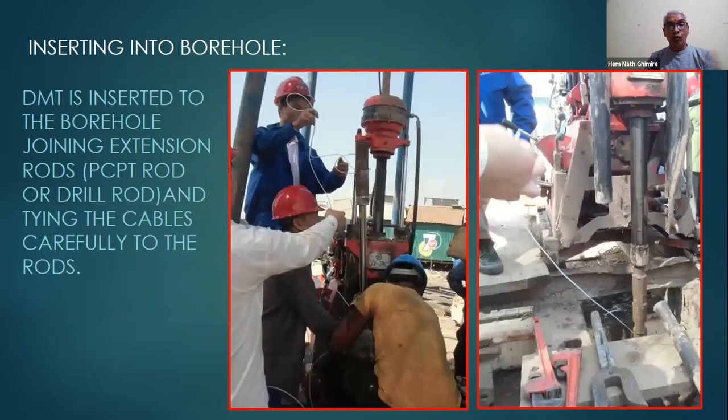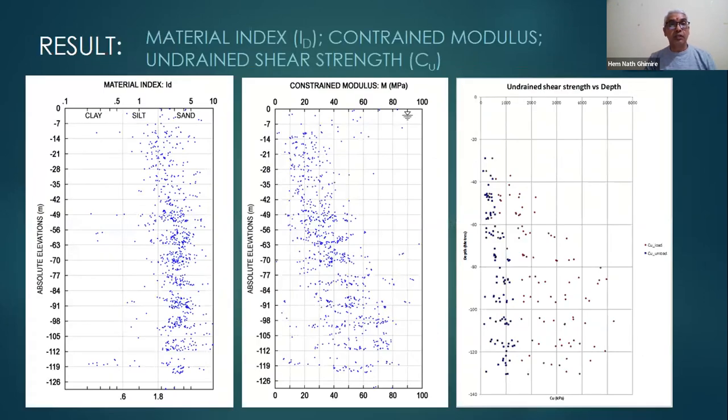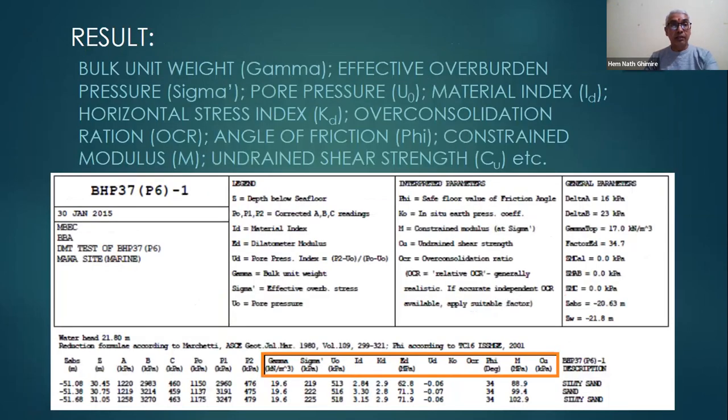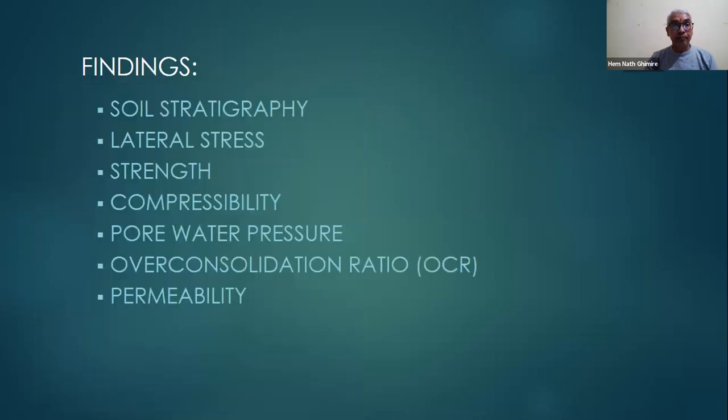And this is how we insert and how we connect all the cables. And this is the calculation for different parameters. And this is the output result, which is obtained at the site itself. So this is material index, constrained modulus, shear strength, all of this we receive at the site. And this result is now printed in tabular form. This is for the dissipation test. From this test, what we get is soil stratigraphy, lateral stress, strength, compressibility, all these things.